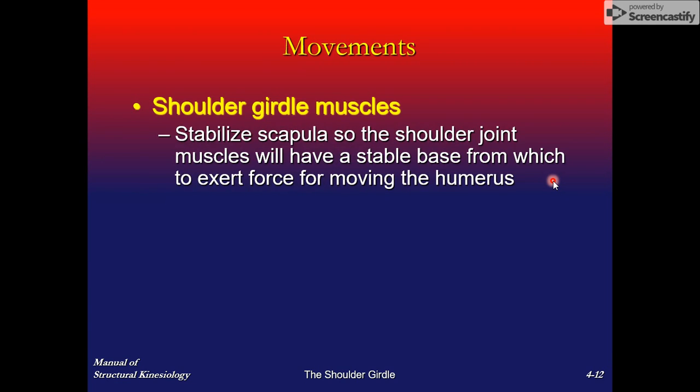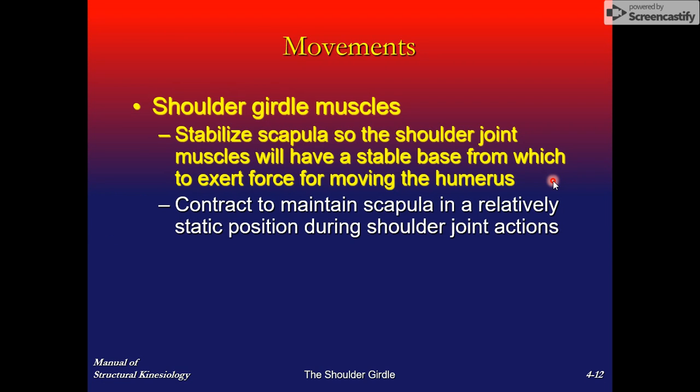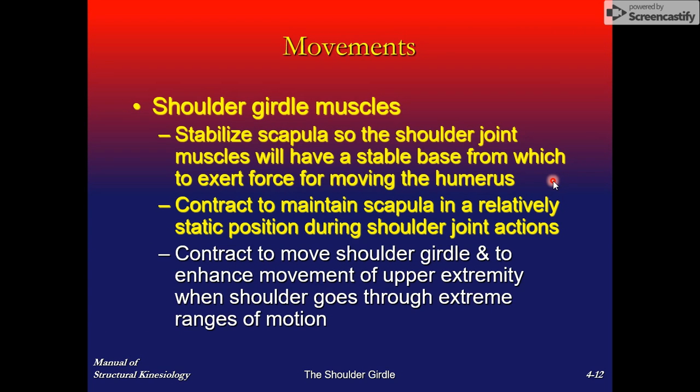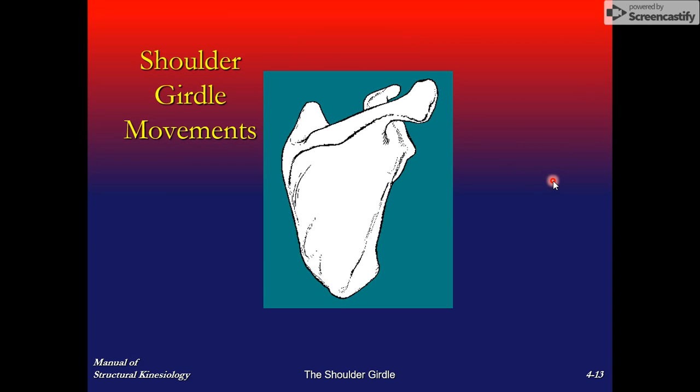Shoulder girdle muscles stabilize the scapula so the shoulder joint muscles will have a stable base from which to exert force for moving the humerus. They contract to maintain the scapula in a relatively static position during shoulder joint actions, and they contract to move the shoulder girdle to enhance movement of the upper extremity when the shoulder goes through extreme ranges of motion. Shoulder girdle movements. There's the scapula.